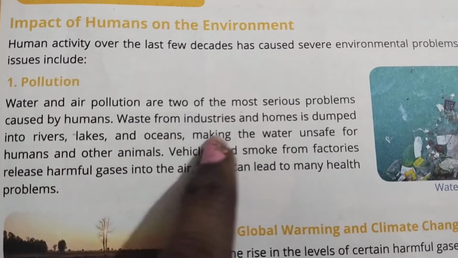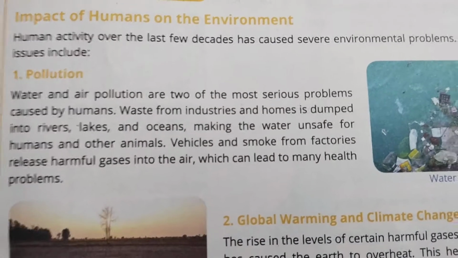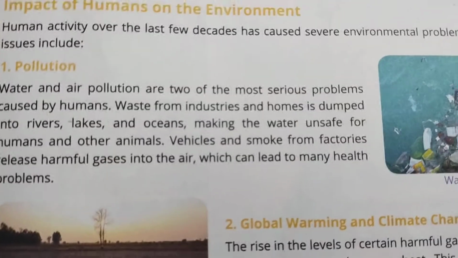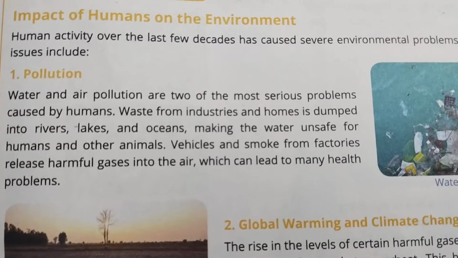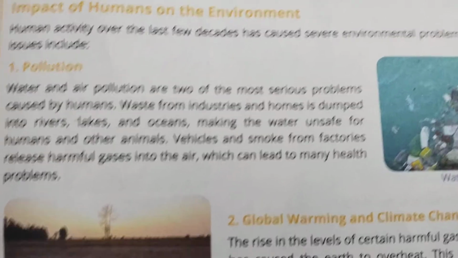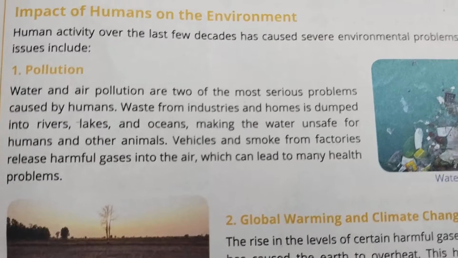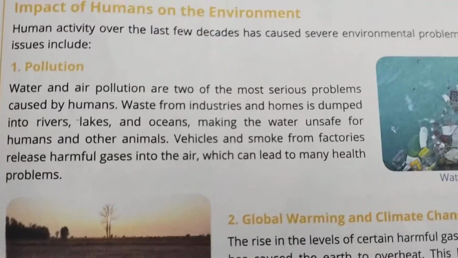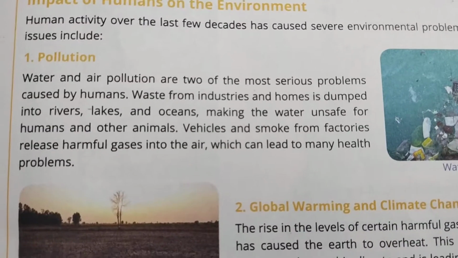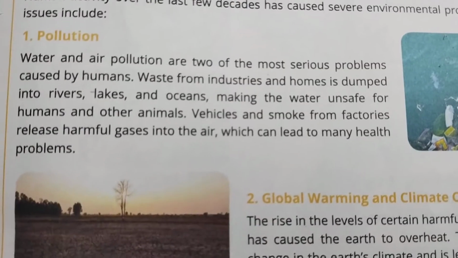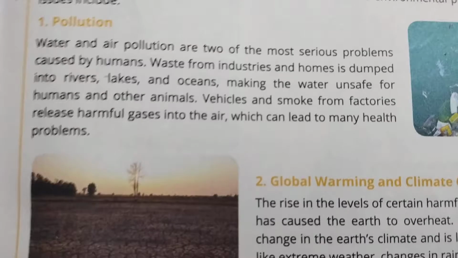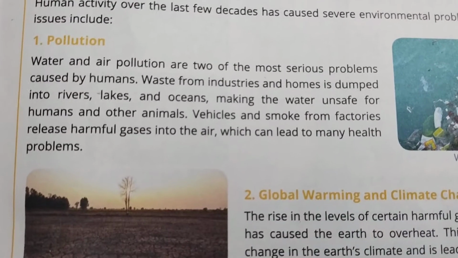So here, waste from industries and homes is dumped into seas, rivers, lakes and oceans, making the water unsafe for humans and other animals. As I said, when it is thrown in the water, so many water animals are living in the water, and when they eat that kind of plastic, what will happen? They will choke, and what will happen? You cannot see such kinds of water animals in the water, isn't it?